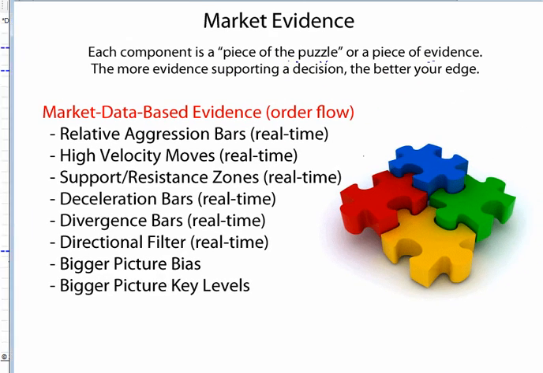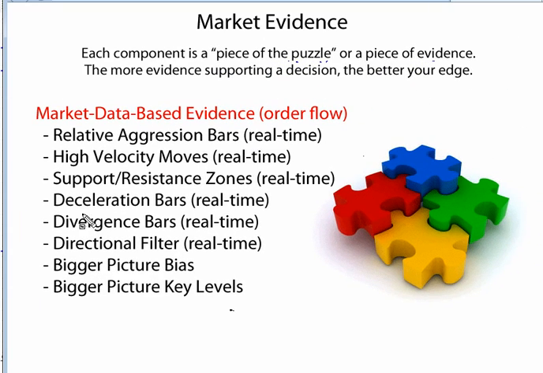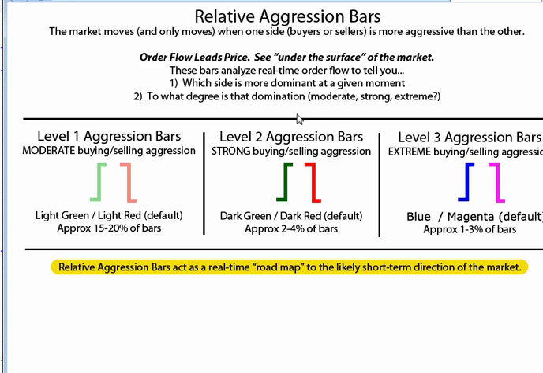Okay, so the next thing we want to look at, what we call our roadmap, or the really key pieces of information, is what we call relative aggression bars. We have three variations of relative aggression bars: level 1, level 2, and level 3. We really like to focus in on level 2 and level 3. These are what we call strong buying and selling aggression, or extreme buying and selling aggression.